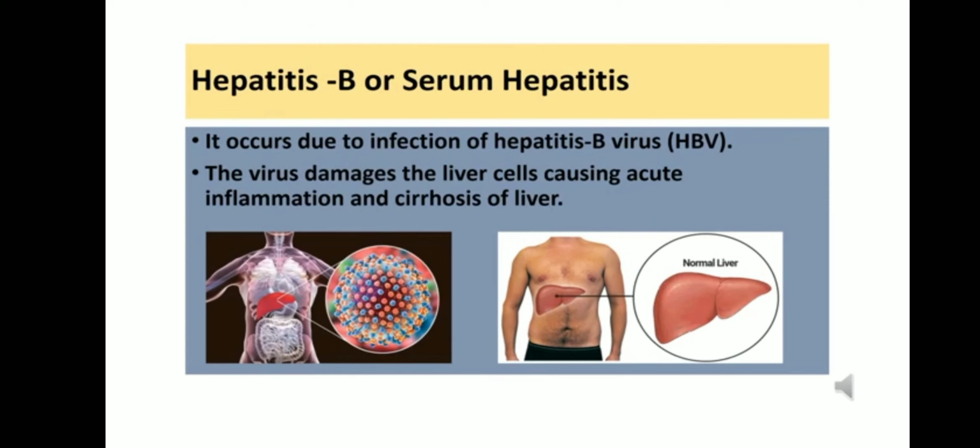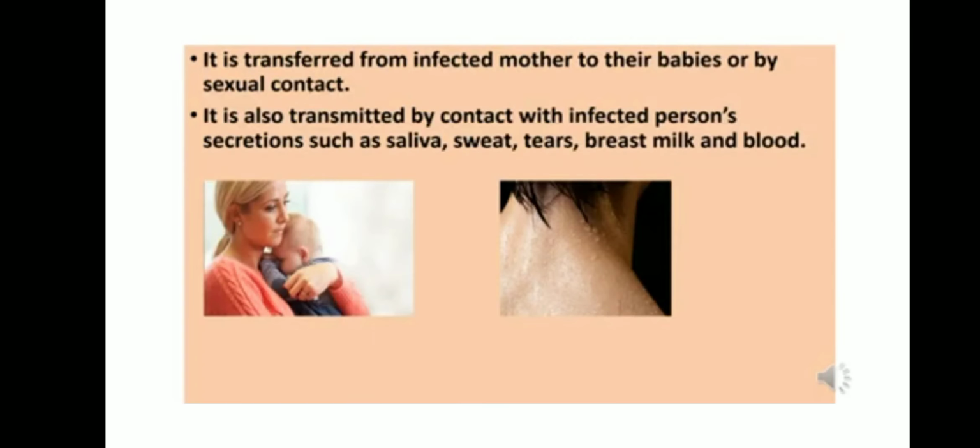So hepatitis B, this is caused by hepatitis B virus, which will straight away affect the liver. It is transferred from infected mother to their babies or by sexual contact. It is also transmitted by contact with infected person's secretions such as saliva, sweat, tears, breast milk and blood.